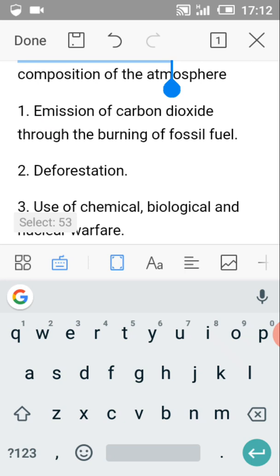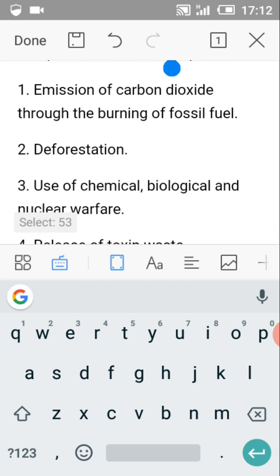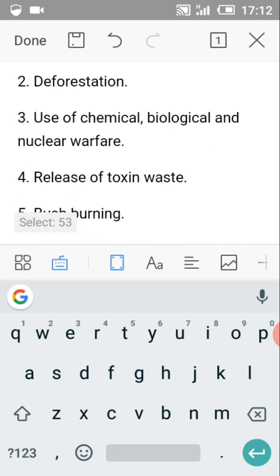When carbon dioxide is released into the atmosphere, it has a lot of damaging effects, such as the depletion of the ozone layer and the increase in the general heat or general temperature of the atmosphere, which is also known as global warming, or the heat effects. The second one is deforestation.